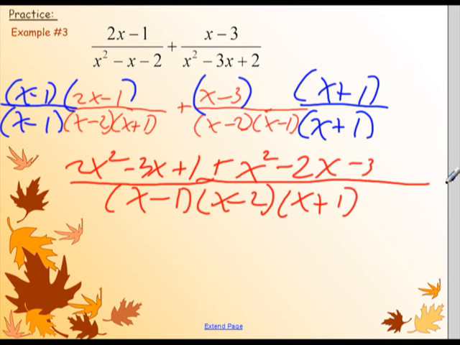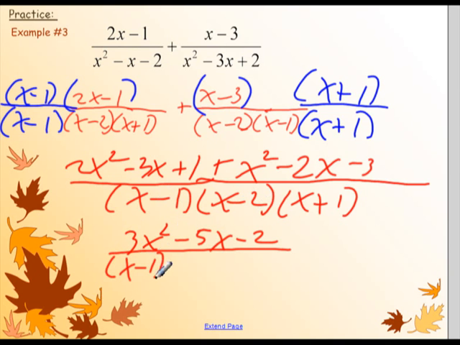Didn't say these would be quick and easy, a little bit of work. Now up on top there, we've got to combine some like terms together, so 2x squared plus x squared is 3x squared. I see negative 3x minus 2x is negative 5x. I see 1 minus 3 is negative 2. And on the bottom, I still have that mess, x minus 1, x minus 2, and x plus 1.